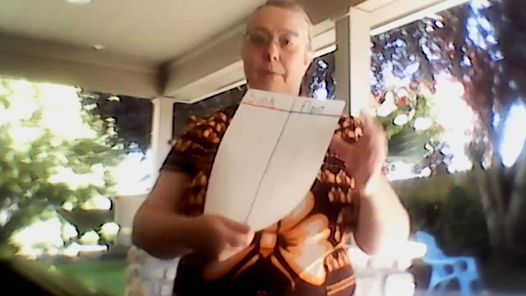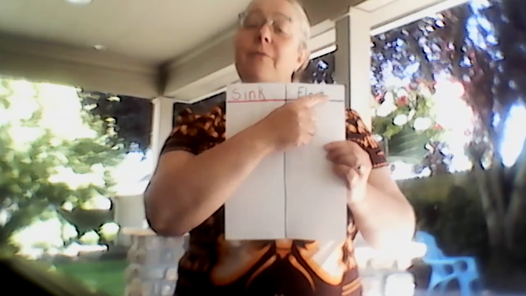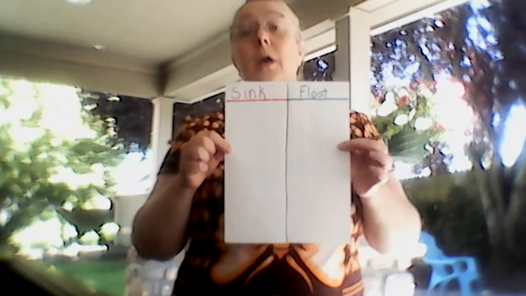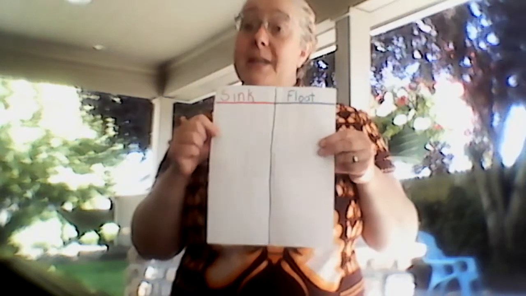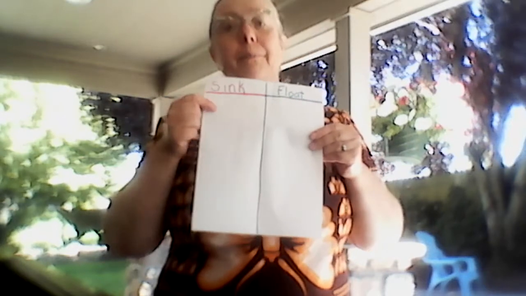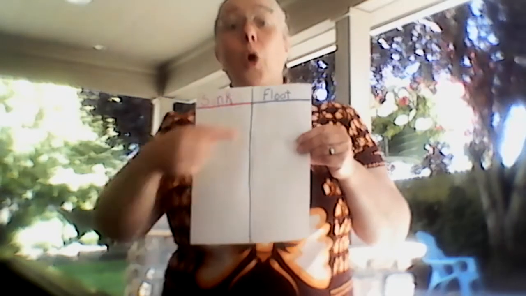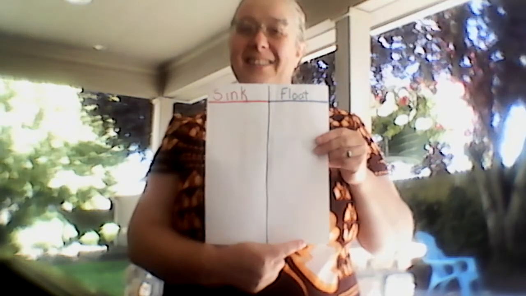Grab a piece of paper and write sink on one side and float on the other. You can always fold your paper in half first, then it's easier to draw the line. That's actually what I did. And now get your pencil and write down: what's sunk down to the bottom? Put it on this side of your list. What's floating on top of the water? Put it on this side.